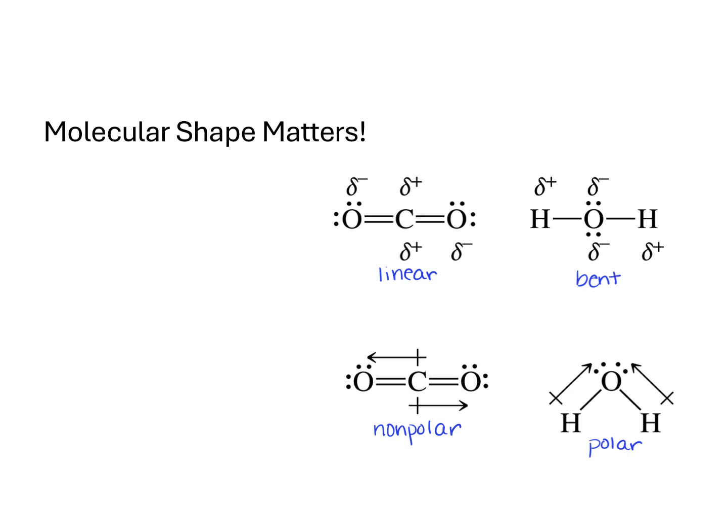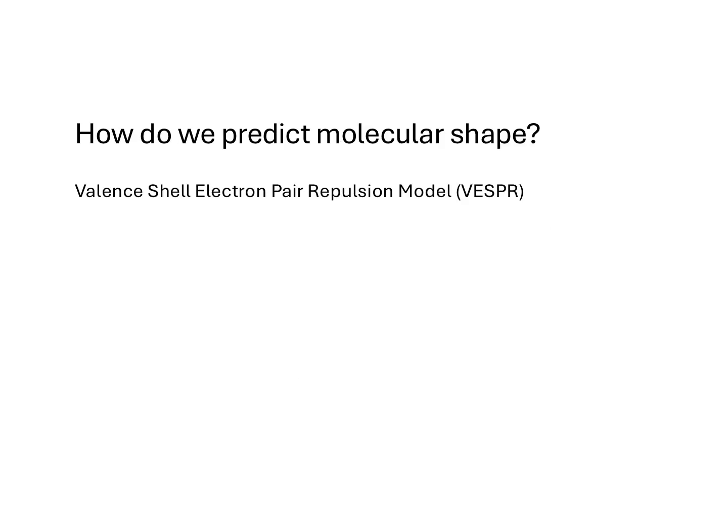And those shapes lead us to figure out, hey, look, is that going to be nonpolar or is that going to be polar? So knowing the molecular shape really helps us determine whether a molecule is polar or nonpolar. So how do we go about predicting shape? Well, we use valence shell electron pair repulsion theory or model, and that's a mouthful.